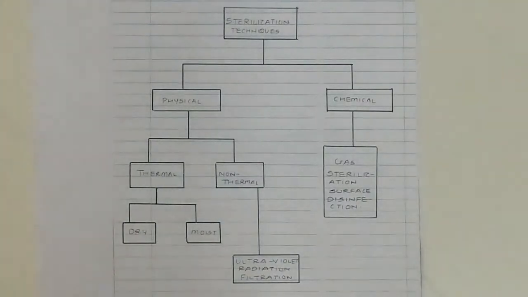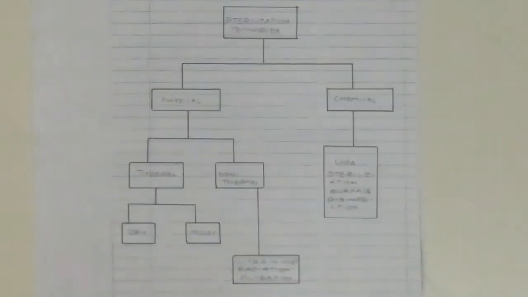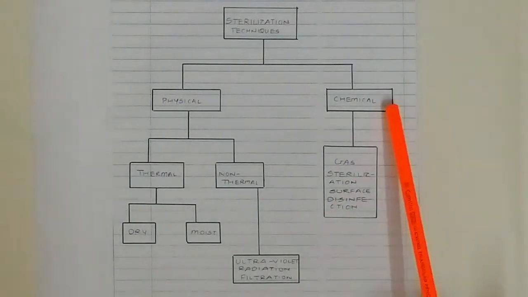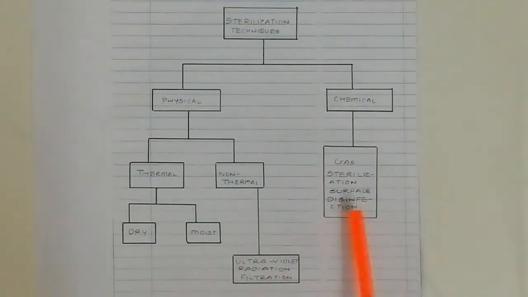This is basically a sterilization technique for the pharmaceutical industry. It is divided into physical and chemical techniques. They are basically divided as thermal and non-thermal in physical, and in thermal, that is by means of heat, dry and moist heat are given. In non-thermal, ultraviolet radiation and filtration are used. In the chemical category, gas sterilization and surface disinfection are used.